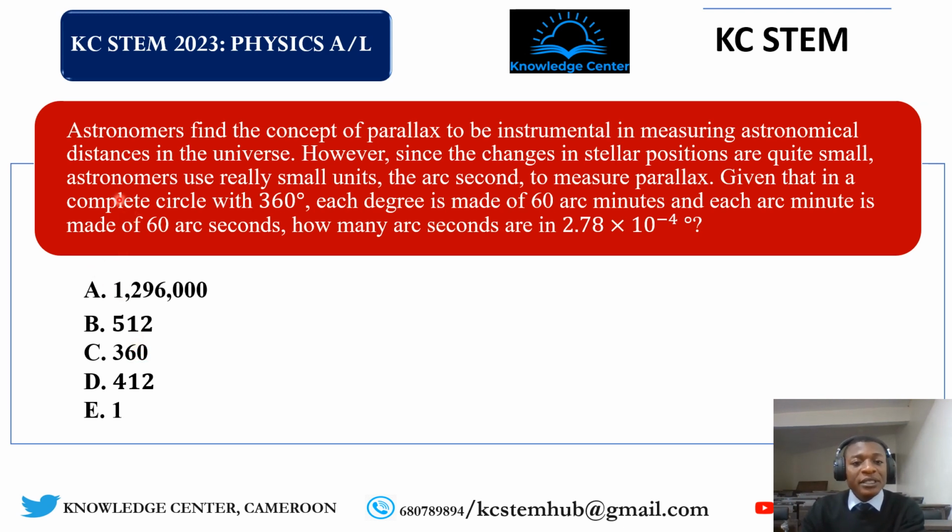So the next problem says astronomers find the concept of parallax to be instrumental in measuring astronomical distances in the universe. However, since the changes in stellar positions are quite small, astronomers use really small units, the arc second, to measure parallax. Given that in a complete circle with 360 degrees, each degree is made of 60 arc minutes, and each arc minute is made of 60 arc seconds, how many arc seconds are in 2.78 times 10 to the power negative 4 degrees? This is really just counting, right?